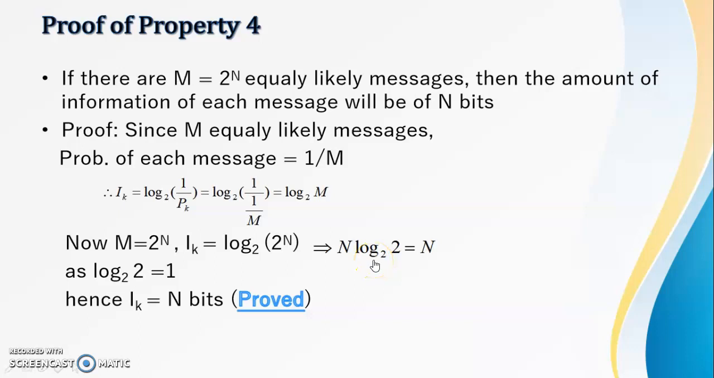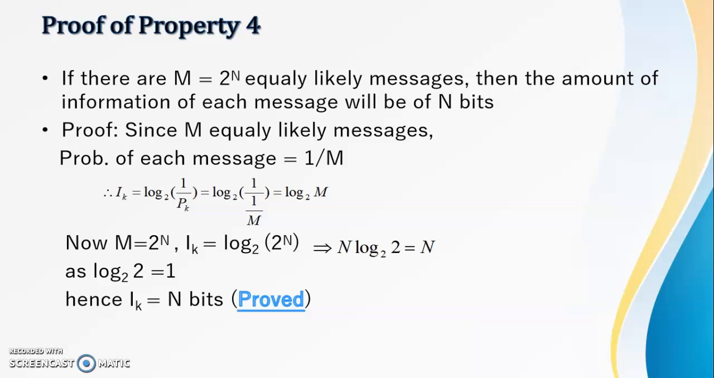Now comes property 4. It says if there are M equally likely messages, where M equals 2 to the power N, then the information carried in M equals N bits. Since we have M equally likely messages, the probability of each message will be 1 by M, because we already know that for equally likely messages the probability of occurrence of each event will be the same.